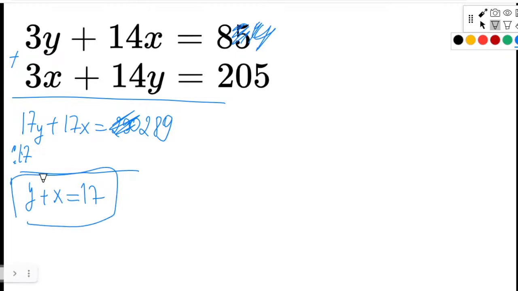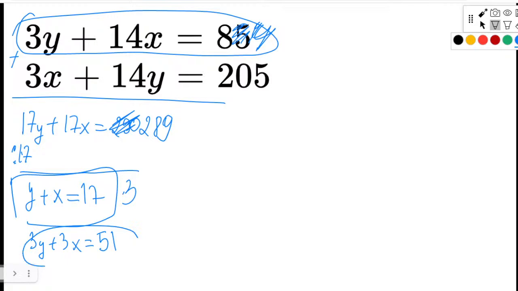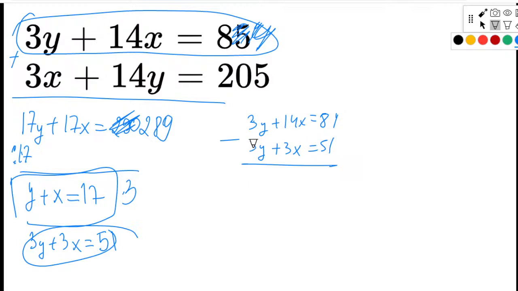So if it's 1, let's multiply this by 3. We get 3y plus 3x equals 51. And let's use again this one. Let's see what we get. 3y plus 14x equals to 84 minus 3y plus 3x equals to 51. Y minus 3y is 0. 14x minus 3x, it makes plus 11x. And this one would equal 84 minus 51 is 33. So x equals to 3.